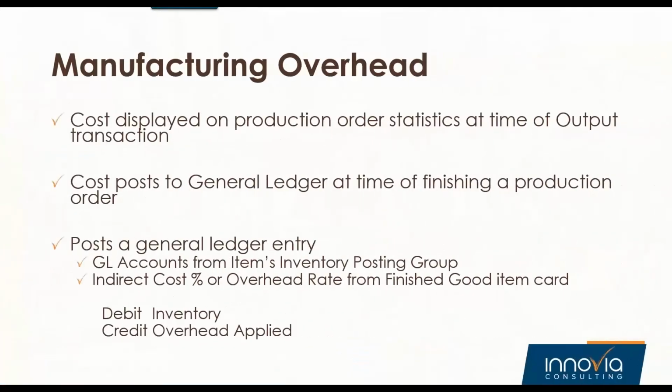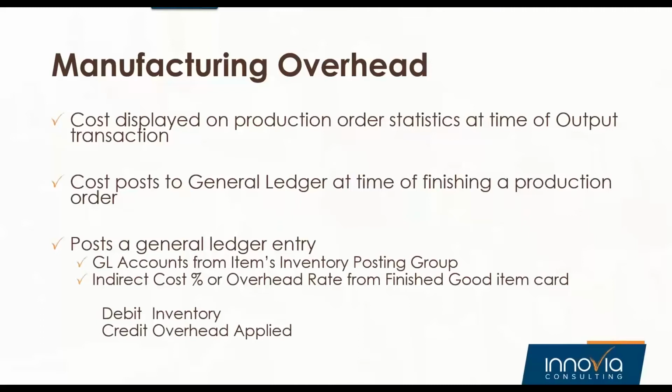All right, so our final cost component is one that I don't see used too often, but it definitely has its place for how it can be used. It's manufacturing overhead. One thing to note with manufacturing overhead, it shows on your production order statistics at time of your output transaction, but the costs don't post to the general ledger until you finish the production order. So that's an interesting little tidbit.